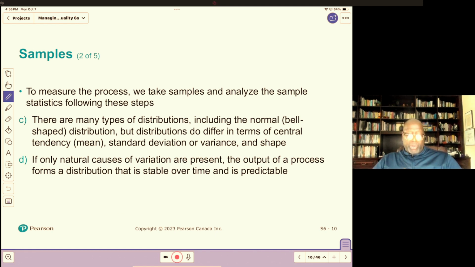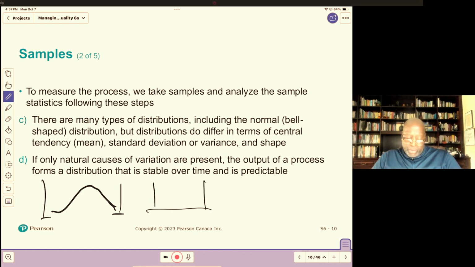So if only natural causes are present, then of course the process distribution should be within the limits. What do we mean by that? It means that if these are your specs, then if only natural causes are present, the distribution should be within the limits. But if you have assignable causes, then these are outside the limits right here.